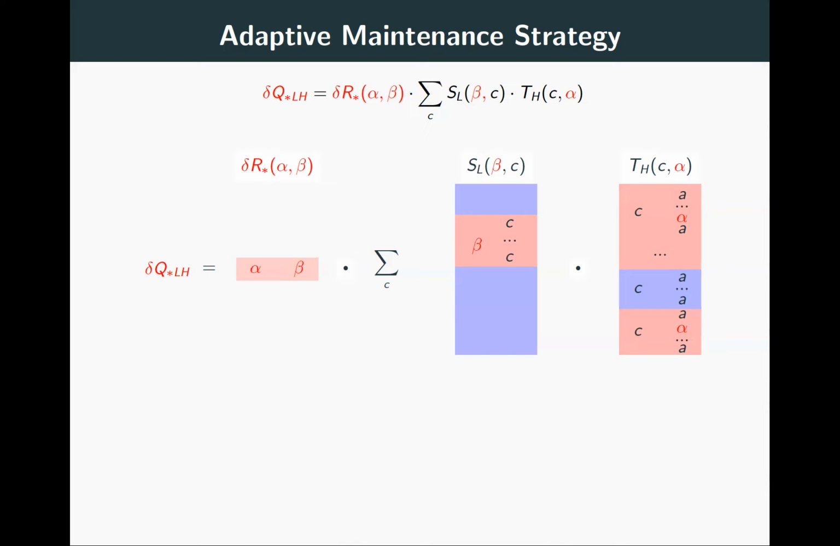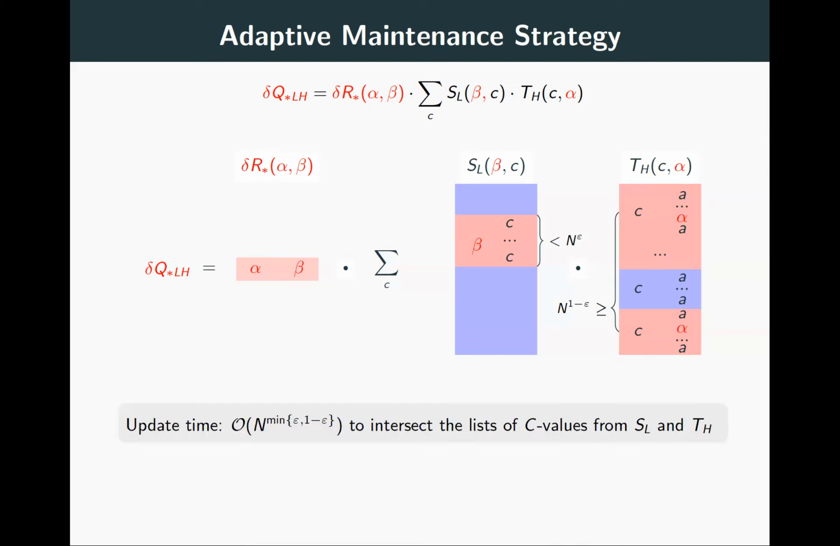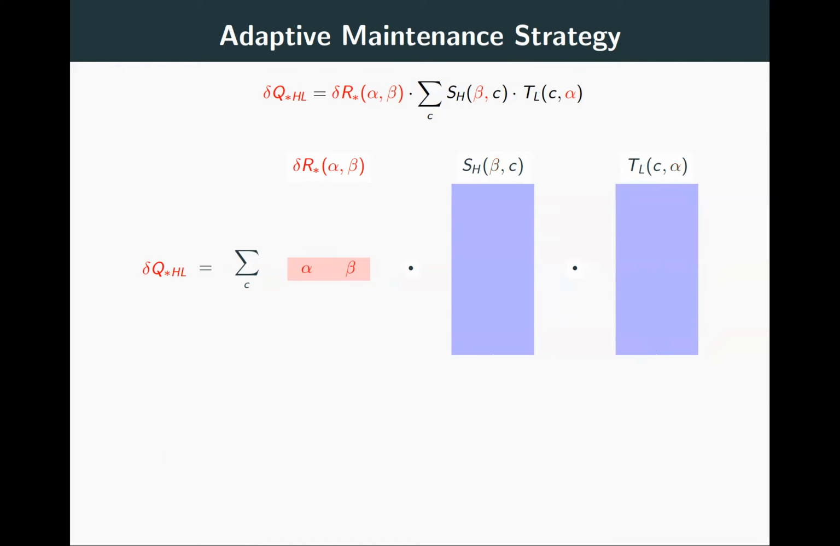But before then, let's consider the case where we have S light and T heavy. So now, how many C's do we have here for the beta? We know beta is light, so at most n to epsilon. Now, T is heavy on C. How many possible C's do we have paired with an alpha? Well, there can be at most n to 1 minus epsilon C's in that heavy part of T. So we now have bounds from both sides. This is n to epsilon, this is n to 1 minus epsilon at most. So basically in this case, we get the minimum of the two, which is n to the minimum of epsilon and 1 minus epsilon. And now we say, okay, this is the last case. If we pass this, then we are done. We are happy.